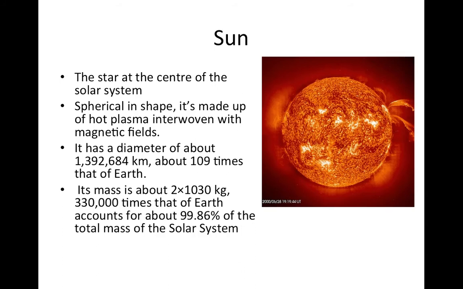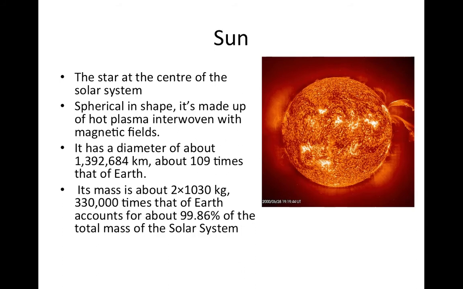Its diameter is 1,392,684 kilometers, which is about 109 times that of the Earth's diameter. Now, the Sun makes up 99.86% of the entire solar system, which is of course a lot.